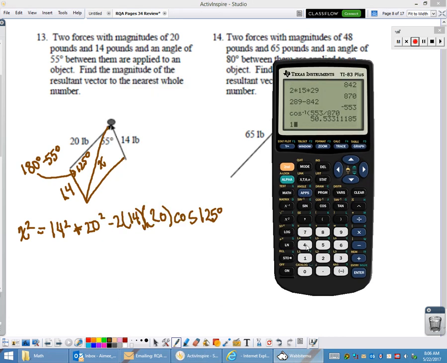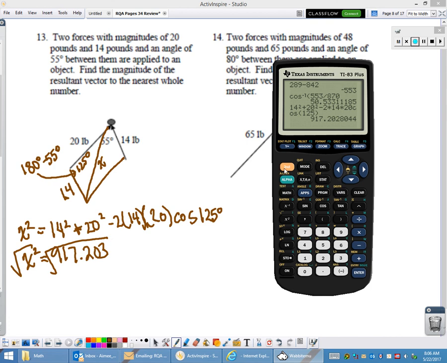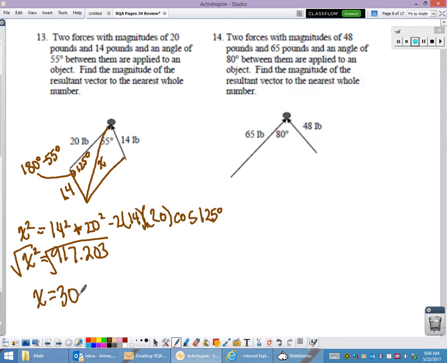So I'm going to say 14 squared plus 20 squared minus 2 times 14 times 20 times the cosine of 125. Again, you need to make sure you're in degree mode, but again, I just put all that in, and then notice that's 917.203. And now that's x squared, so I have to take the square root of both sides. So I'm going to take the square root of my answer. And I'm going to get 30.285. And that's in pounds, because that's my magnitude of each.